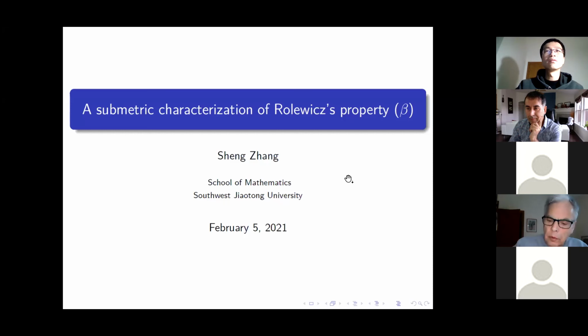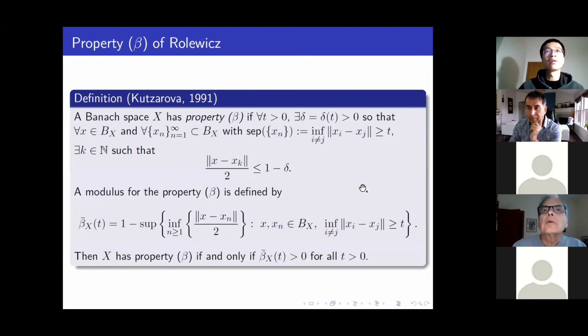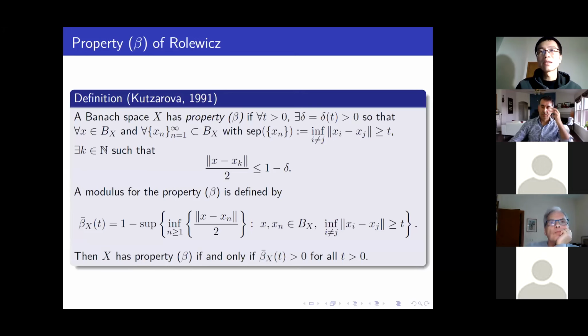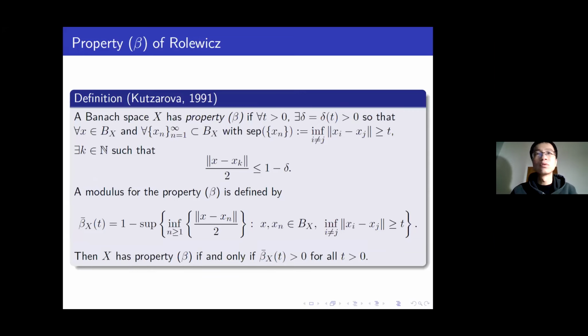Let's first recall the definition of property beta of Rolewicz. It's actually an asymptotic property of Banach spaces, and the definition here is an equivalent definition due to Kutzarova in 1991. A Banach space X is said to have property beta if for every t there exists a delta, so that whenever you have a point x in the unit ball of X and a t-separating sequence (x_n), then you can always find one of these x_n, say x_k, so that the distance between x and x_k is strictly less than 2, so it is less than or equal to 2 minus 2 delta.